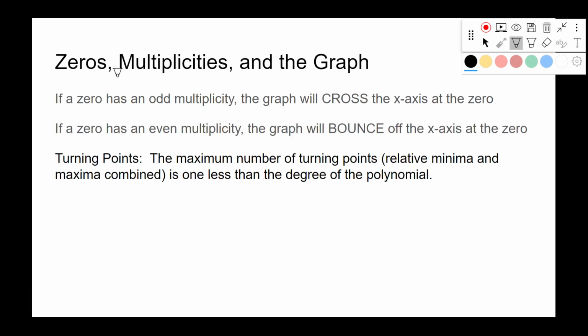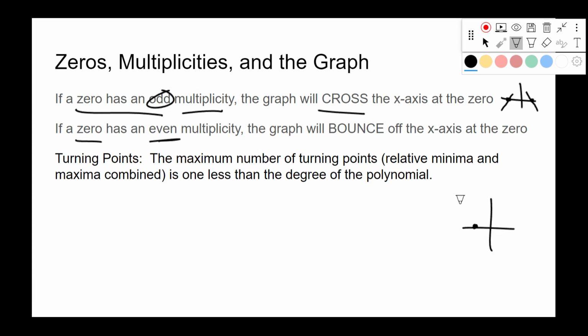Now, let's talk about how zeros and multiplicities can help us to form a graph. If a zero has an odd multiplicity, the graph will cross the x-axis at the zero. So the graph at the zero will look like this, or it would look like that. It'll literally cross over. If a zero has an even multiplicity, the graph will bounce off the x-axis at the zero. So if here's my zero, it bounces off and comes back. Or if it's underneath, it bounces off and it comes back.